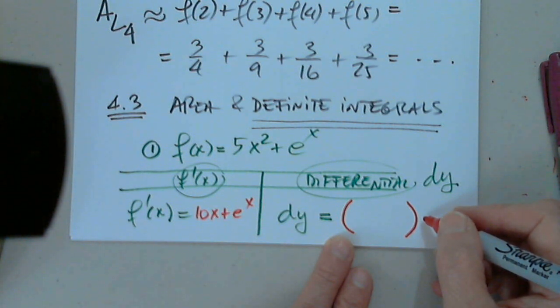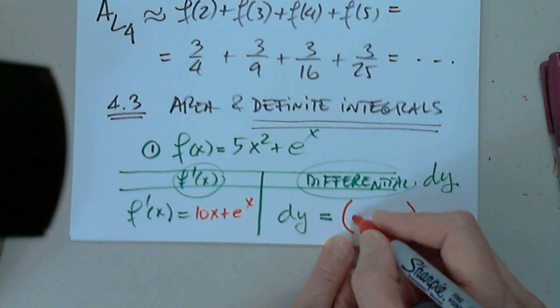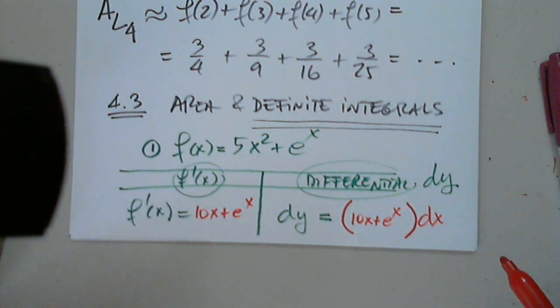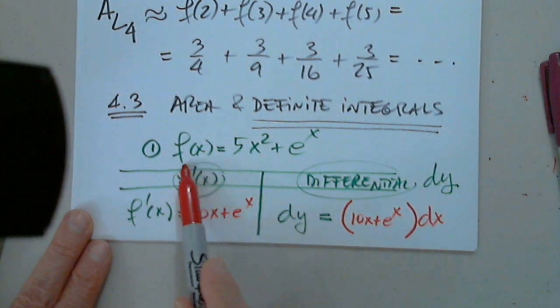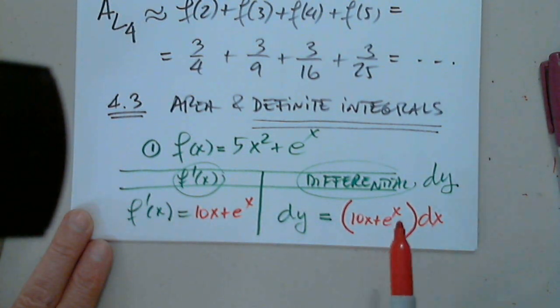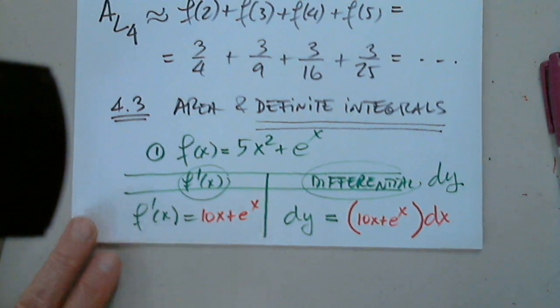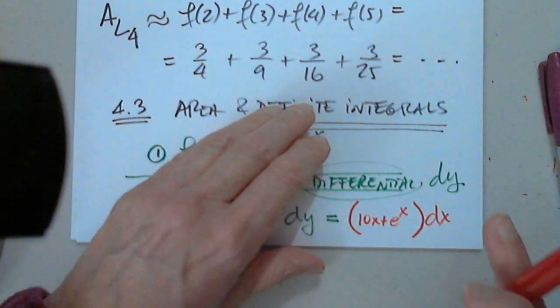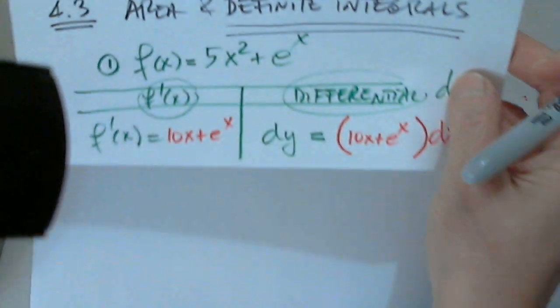Anyone? 10x plus e to the x times dx. Excellent. Thank you so much. So please understand, f prime is just this, but dy is more than just this. It's also multiplied by dx. And you can say, why are you reminding us all the time? In a moment, you'll see. Okay.